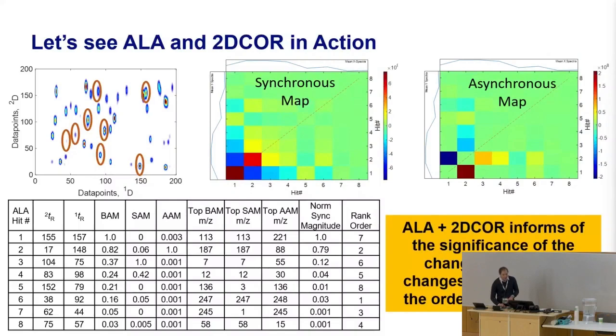So with ALA, we can easily identify, hey, there are our 8 peaks that are changing. We can then generate our synchronous map and asynchronous map, and we can get all this information very quickly. The math on this is almost instantaneous, about 10 seconds on this data set, and we can now know our retention times, the magnitude of that change. Is it synchronous, asynchronous? Are mass channels that important? How interrelated is everything, and then the order in which things are changing.